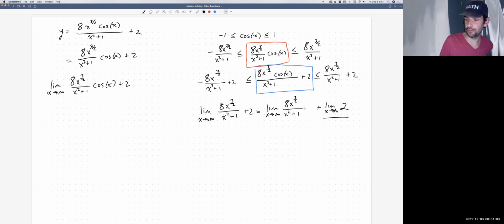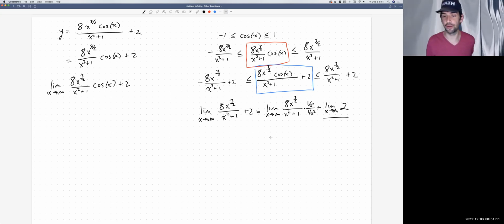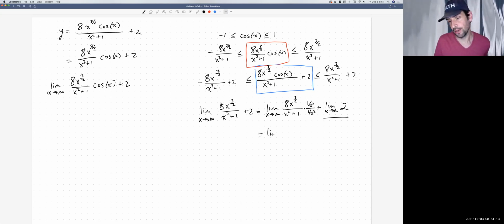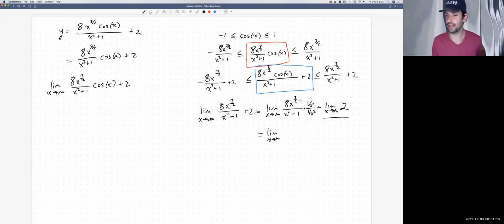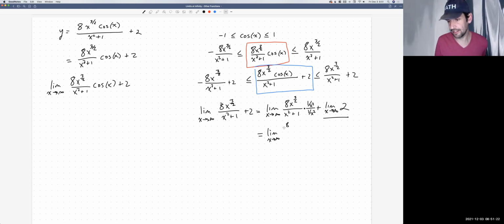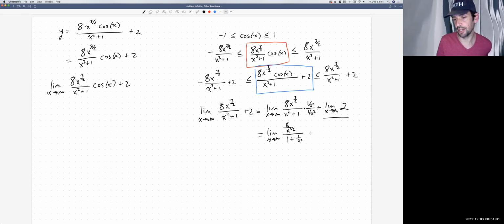Here, we're going to use some of the methods we learned before, which is looking at that highest power in the denominator and multiplying through by 1, but by writing 1 over that highest power, right? So what happens? Well, we get the limit as x goes to infinity. If I multiply 1 over x squared times x to the 3/2, I'm going to get 8 over x to the 1/2 in the numerator. In the denominator, I get 1 plus 1 over x squared. And I've still got my plus 2 out there that I already took the limit of.